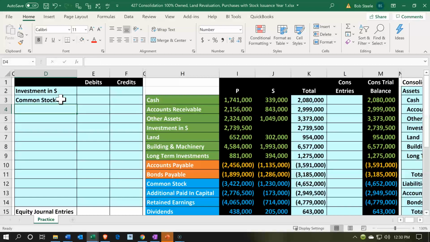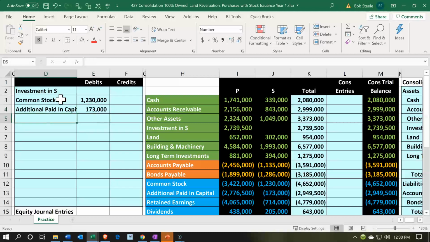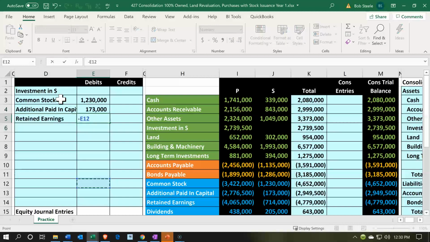But in any case, we're going to say the common stock. We're going to be removing that. So there it is, removing the common stock. And then we're going to remove the additional paid in capital for S. So I'll take away the additional paid in capital here. And then we're going to remove the retained earnings. So let's go on down to the retained earnings, and let's get that gone. And then the dividends, we also have to remove the dividends.